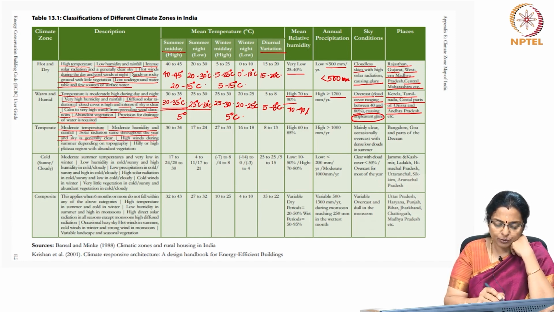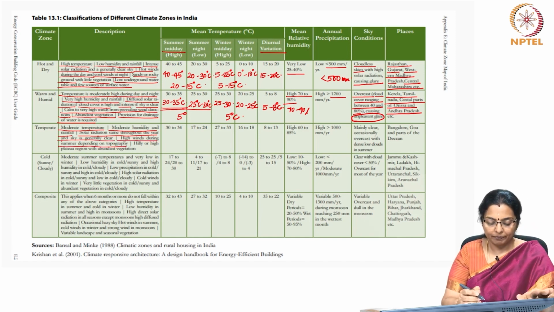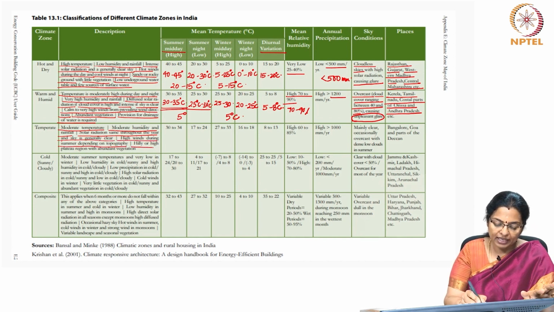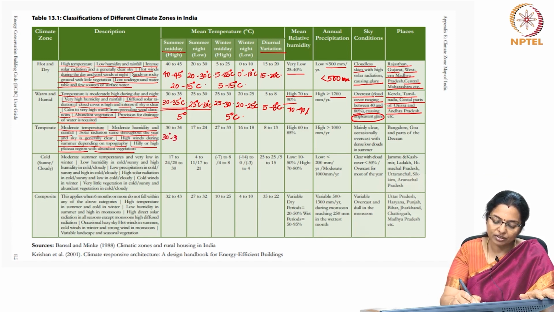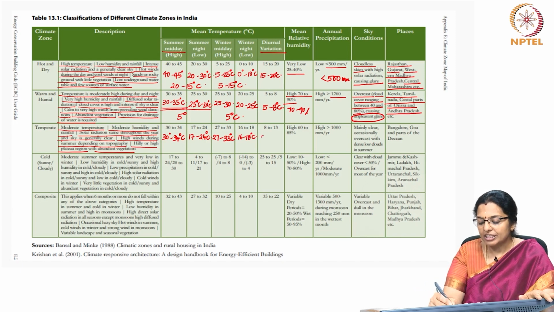There are high winds during summer depending on topography. The terrain could be hilly or high plateau region with abundant vegetation. Summer midday temperature ranges between 30 to 34 degrees and summer nights are between 17 to 24 degrees Celsius. Winter midday ranges between 27 to 33 degrees Celsius and winter nights are between 16 to 18 degrees Celsius. Diurnal variations are moderate, between 18 to 13 degrees Celsius.